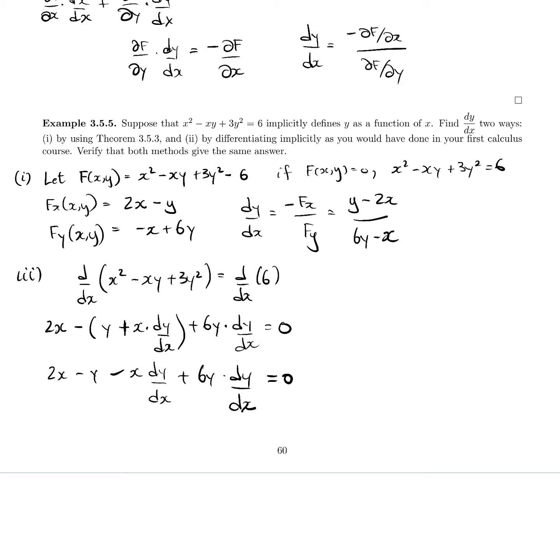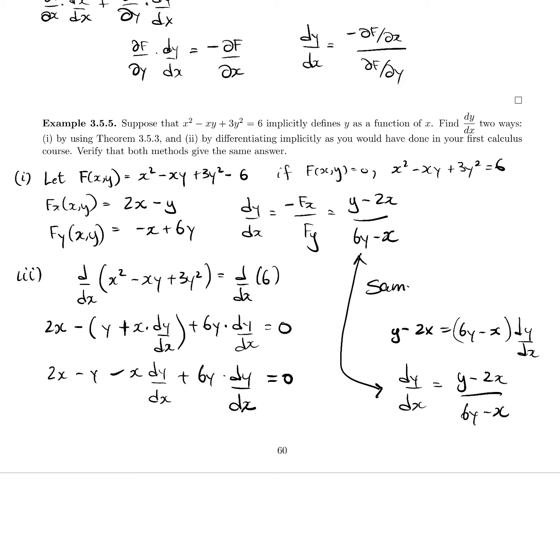So when we move everything over to one side, we're going to have y minus 2x is equal to 6y minus x, all of this times dy/dx, and therefore dy/dx is y minus 2x over 6y minus x, which is exactly the answer that we got using the theorem for multivariable functions.